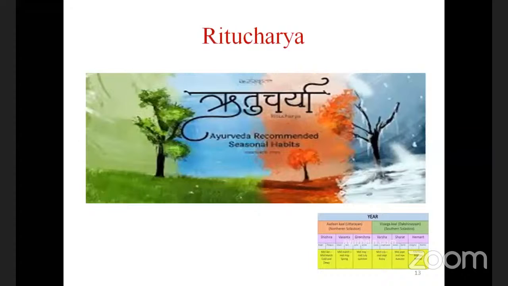So next is about the Ritucharya. Ritucharya means knowing the strength of the person. It is mainly divided into Adana Kala and Visarga Kala. In Adana Kala, the strength will be less, and in Visarga Kala, the strength will be comparatively more. The strength of the person is enhanced by knowing the suitable diet or regimen to be followed in that particular season, and the person should follow that diet and regimen accordingly.